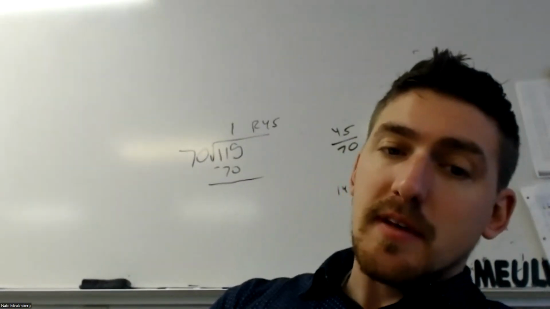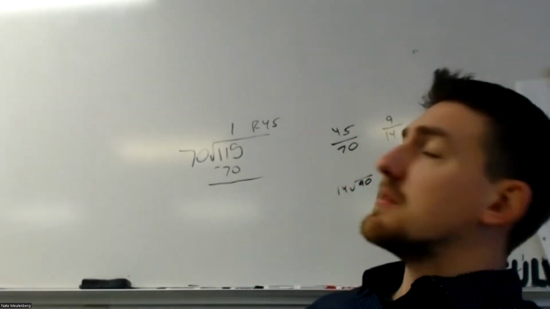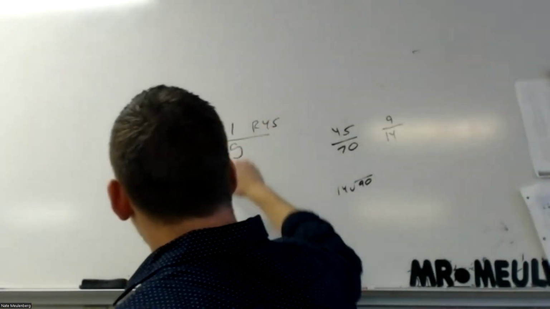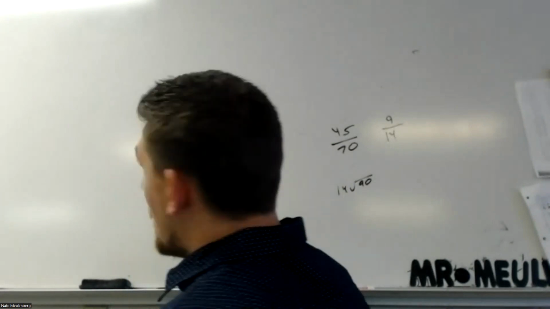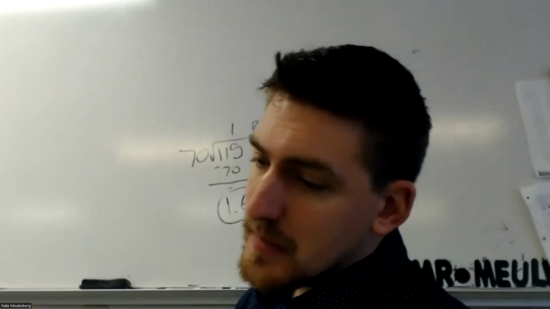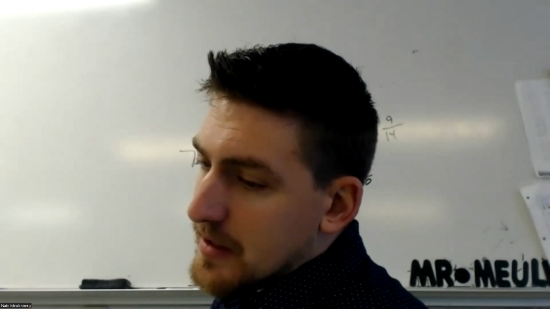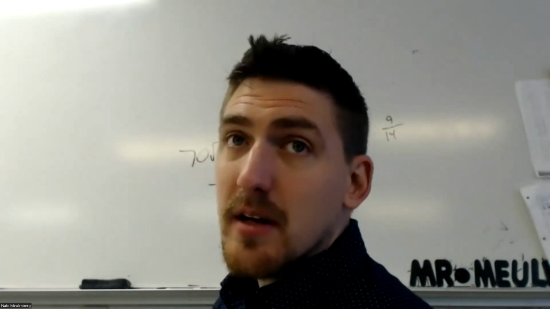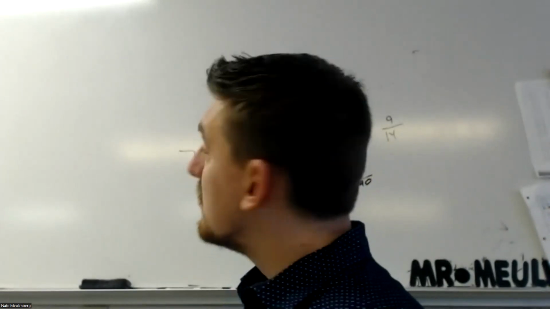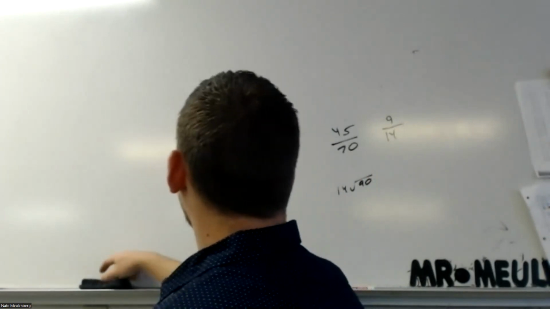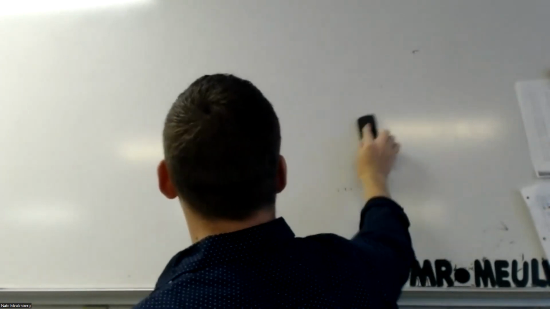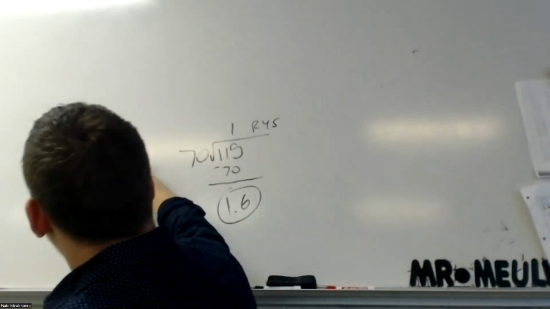So we did 115 divided by 70. Let's call it about 1.6. Okay. Don't worry about the 0.6, but let's call it about 1.6. Then we need to do what? Then we need to do 160 divided by 65. 160 divided by 65 is what we need to do. Has anyone done that yet?